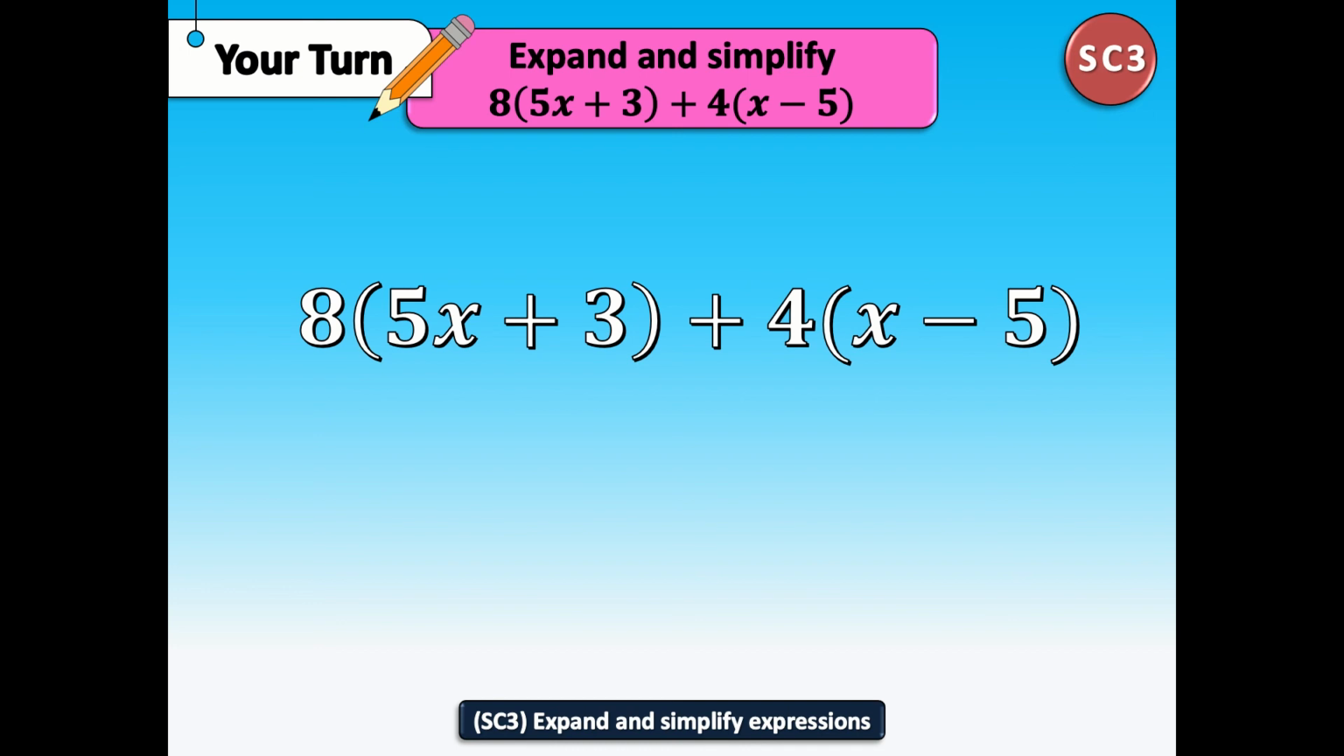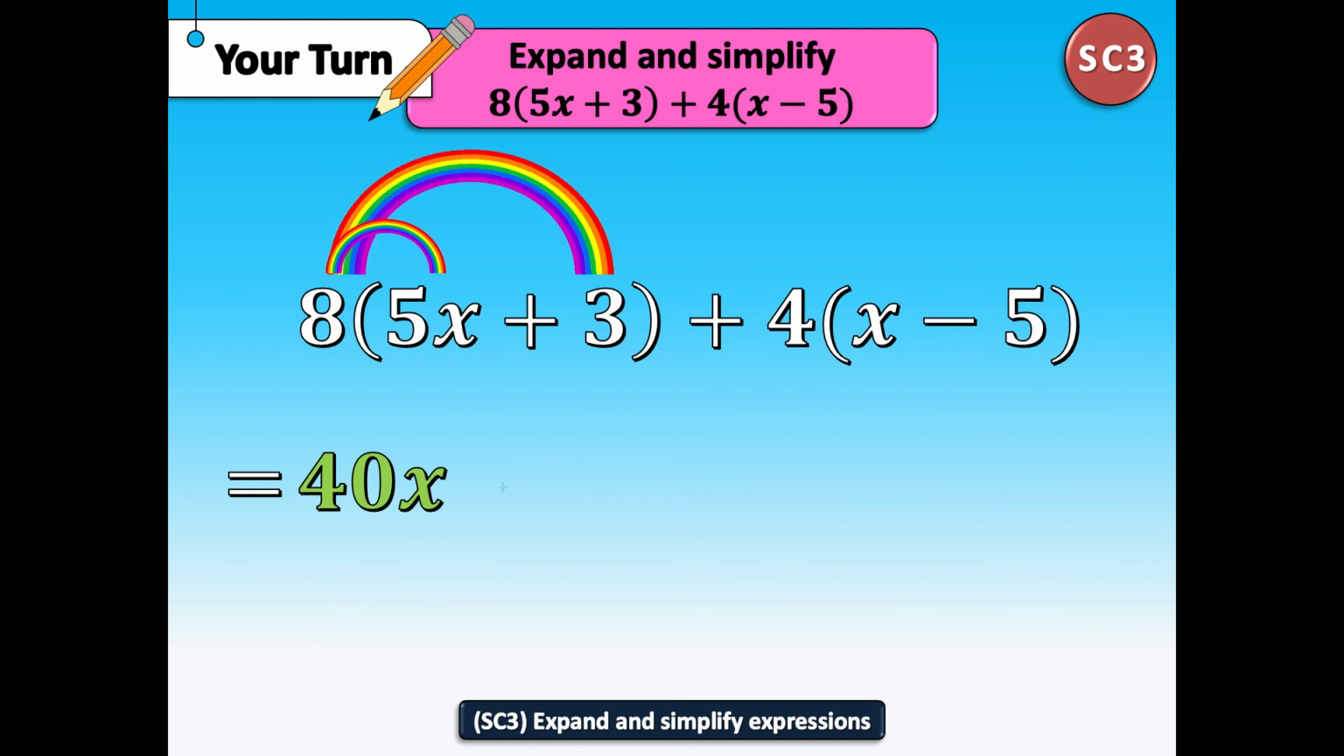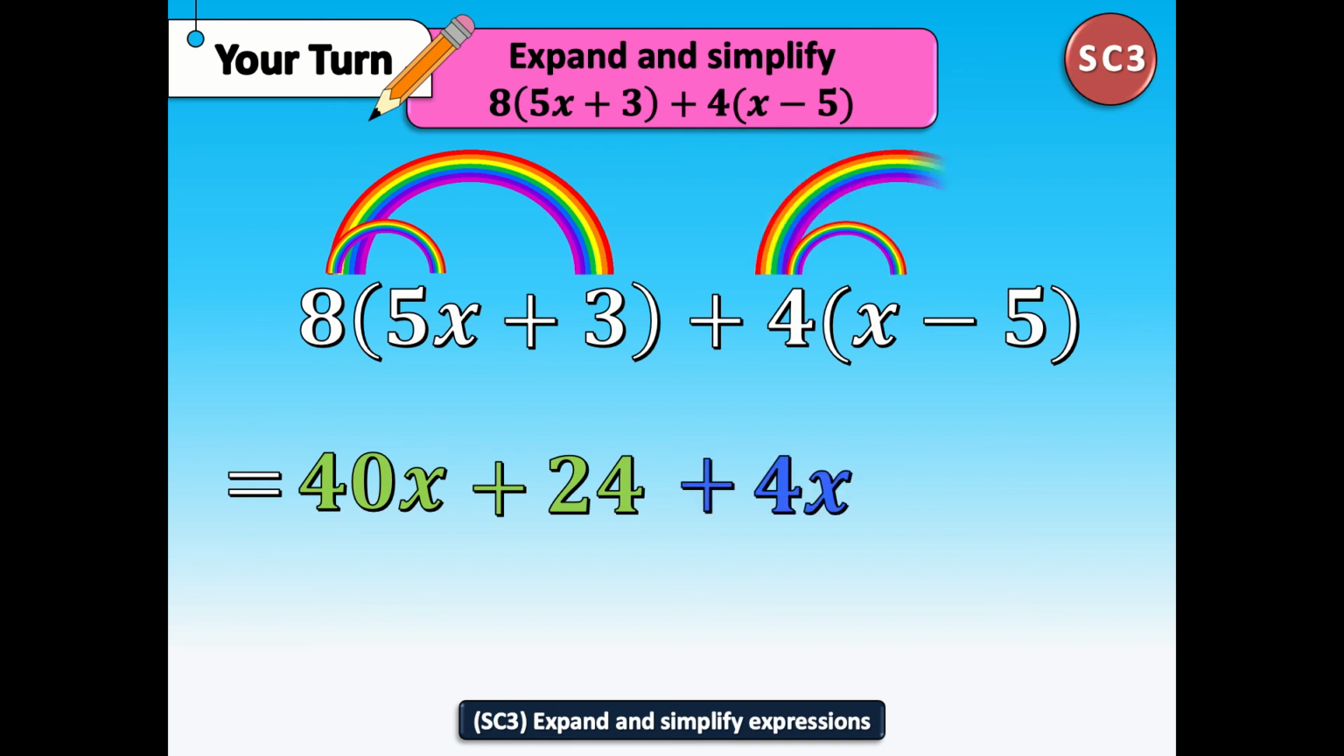So for this question, we do 8 times 5x, which is 40x. Then 8 times 3, which is 24. Then we expand the second bracket. 4 times x is 4x. And 4 times minus 5 is minus 20. Now we can simplify.